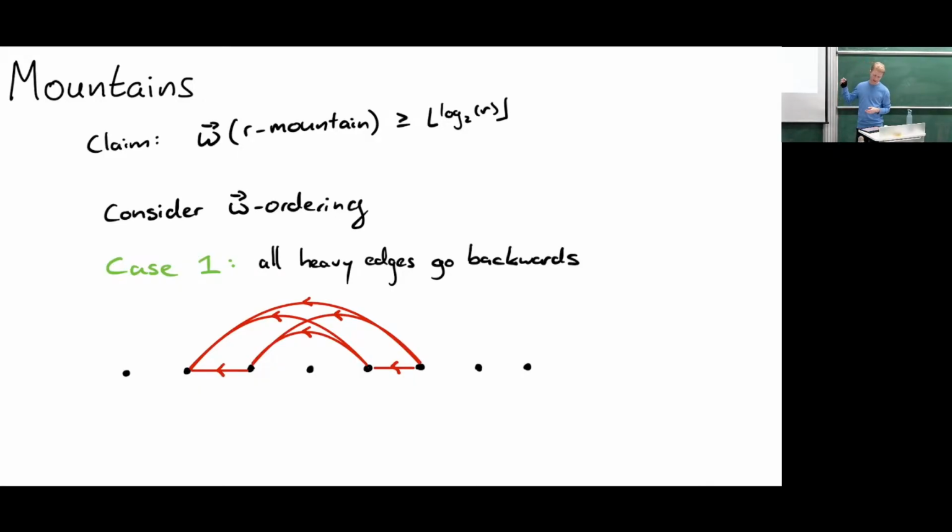Now the first case is that all heavy edges of this R mountain in this clique go backwards. Well, if they're all backwards edges, it's an R clique in an R mountain. So we find a clique of size R in this backedge graph that is supposedly optimal. So our R mountain in that case has diclique number at least R. So we're done.